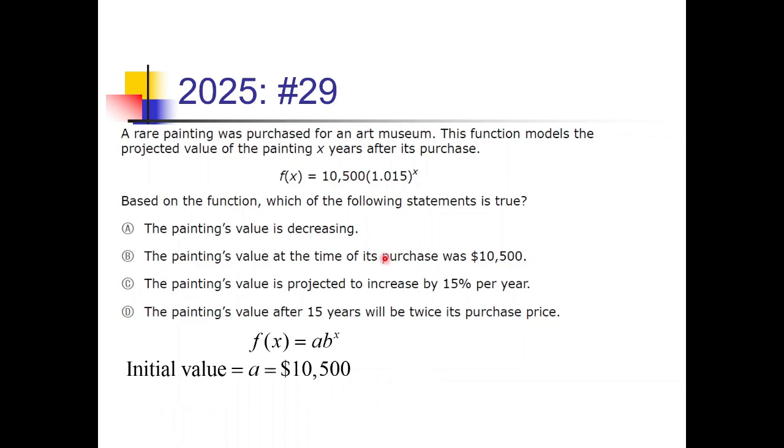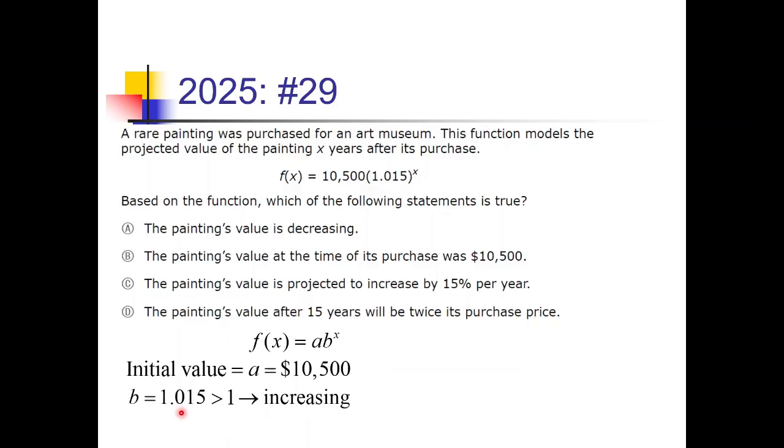Now let's talk a little bit about this b value. This b value is 1.015. That is greater than 1. What that tells us, since we're multiplying by this over and over again for this exponential, is that this thing's getting bigger. It's growing with time. It's increasing. So that's going to be important for weeding through these answer choices.